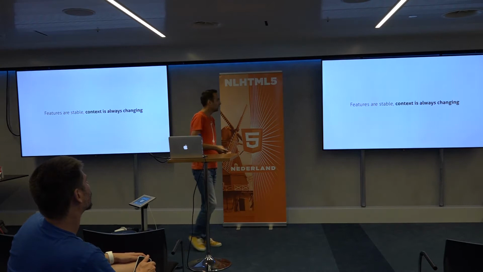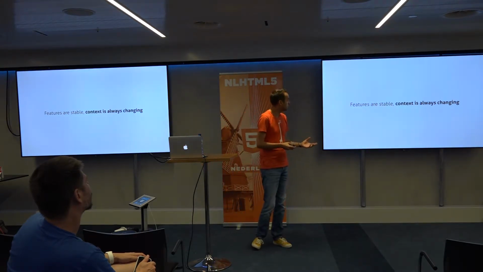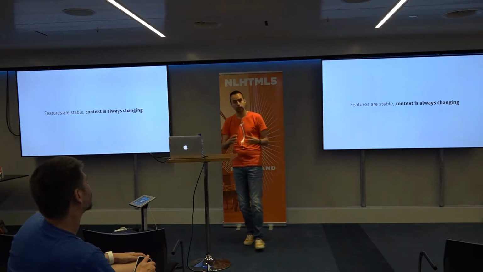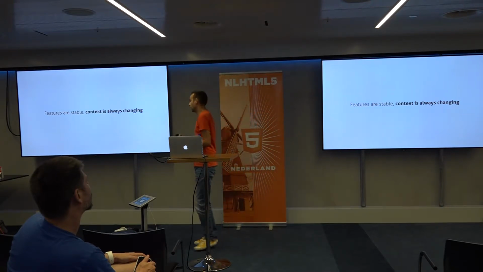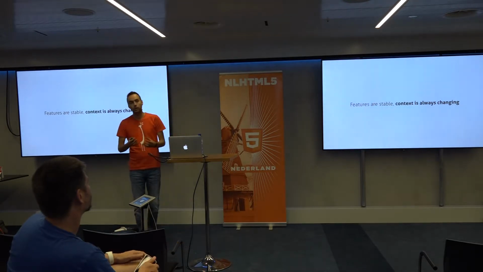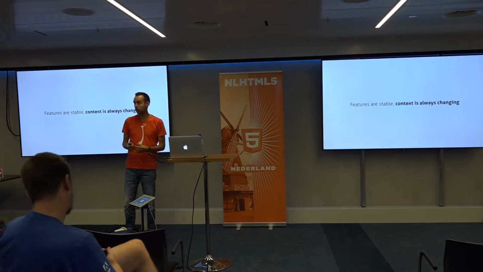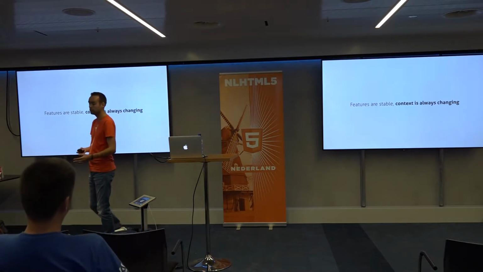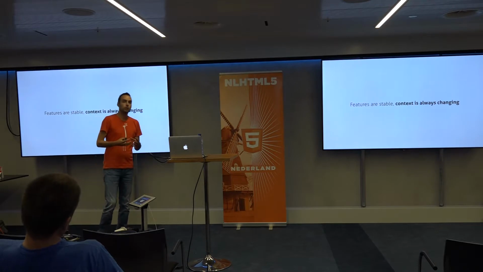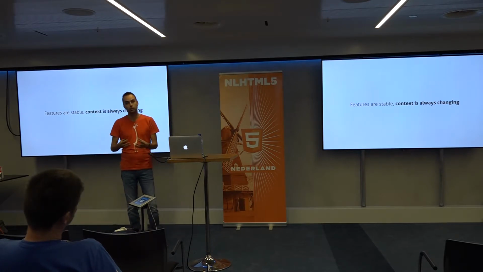So if we look at features, then we could say the features are stable and context is ever-changing. So a feature detection using Modernizr, for instance, we could say this browser supports cookies. We can use the cookie API to place cookies in this browser. But if we look at context, that might mean this user accepts cookies. So that's a different thing.